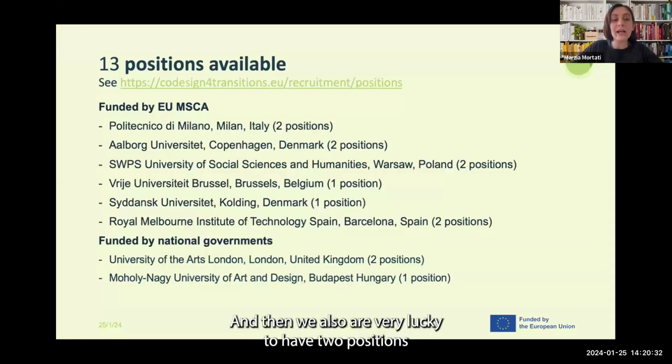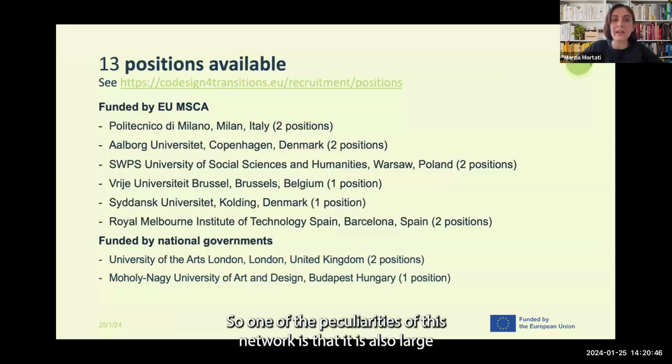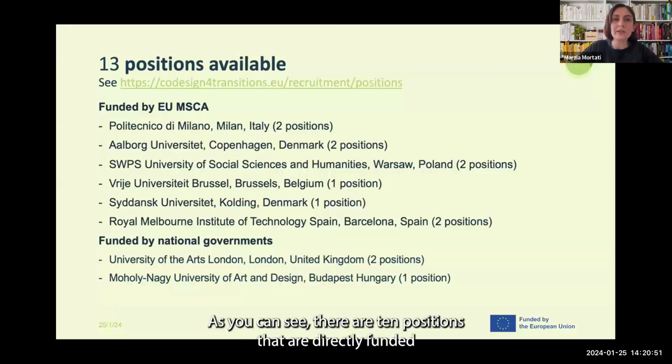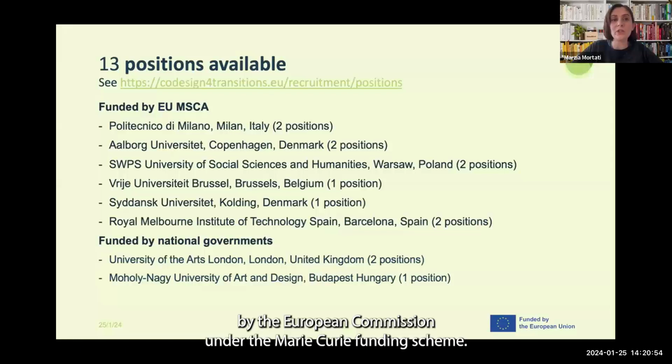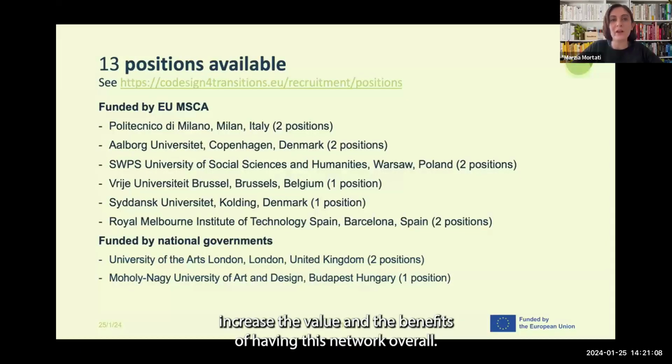And then we are also very lucky to have 2 positions that will be hosted at the University of the Arts London in the UK, and another position to be hosted at Molinagi University in Budapest. One of the peculiarities of this network is that it is an enlarged network. As you can see, there are 10 positions that are directly funded by the European Commission under the Marie Curie funding scheme. And then we have 3 additional positions that are funded by national governments, both in the UK and Hungary, which increases the value and the benefits of having this network overall.